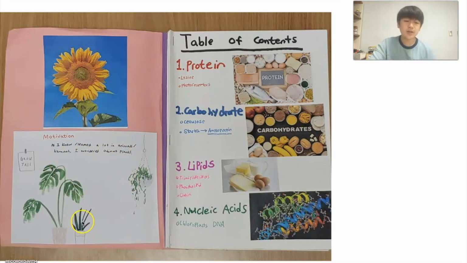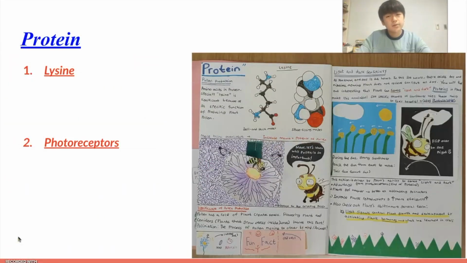For this video, I want to focus on one of each because of time constraints, and you can see my book for other examples. I'll go over protein first, and the first specific biomolecule I'll focus on is photoreceptors, on the second page of this slide. So what does a photoreceptor do?